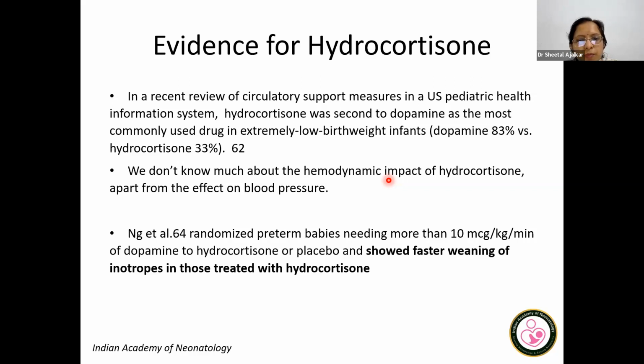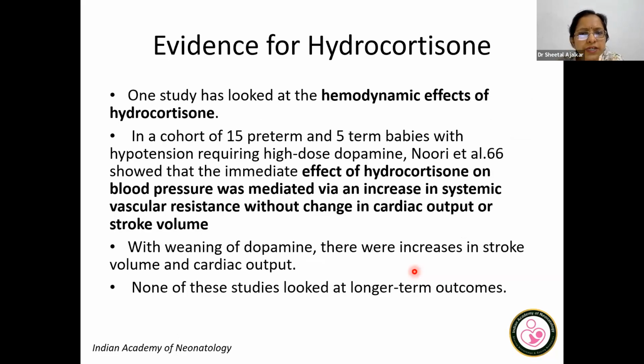So we don't know what the hemodynamic impact is, but we know that it improves the BP. So what is the evidence? Ng et al. randomized preterm babies needing more than 10 microgram per kg per minute of dopamine to hydrocortisone or placebo, and showed that there was faster weaning of inotropes in those treated with hydrocortisone. So definitely hydrocortisone causes faster weaning of the inotropes, and it definitely improves the blood pressures. Only one study has looked at the hemodynamic effects of hydrocortisone.